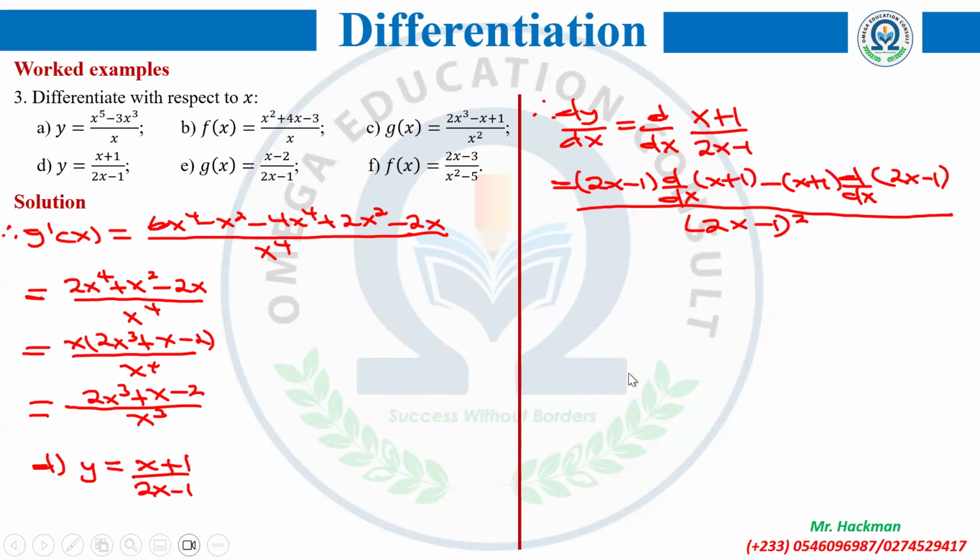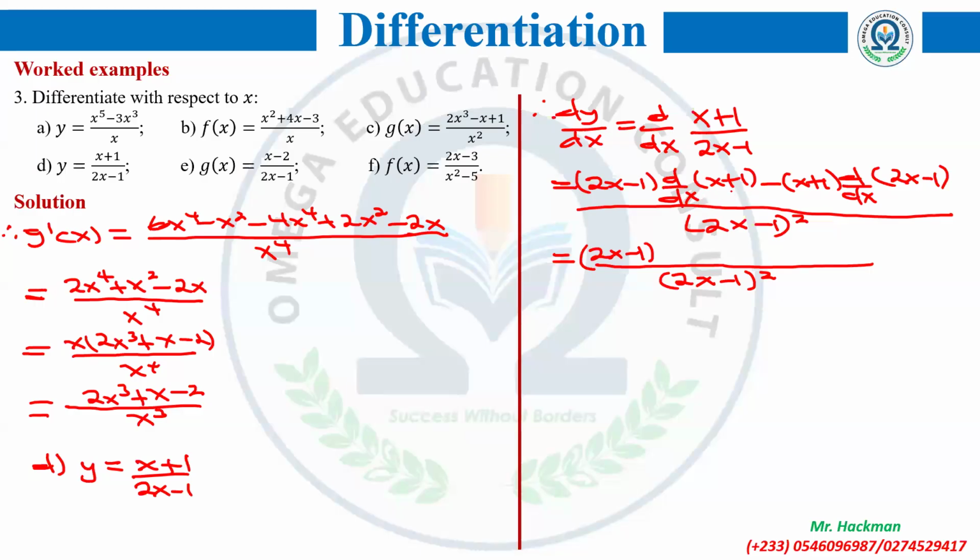So at this point, this is what we need to do. My next step, my denominator will be intact. I'm not going to touch my denominator. So my denominator will be 2x minus 1, the whole of that squared. Then I come to my numerator. My numerator, this one is not affected by any operator, so I keep my 2x minus 1. I'm talking about the differential operator. Then I come and differentiate x plus 1.